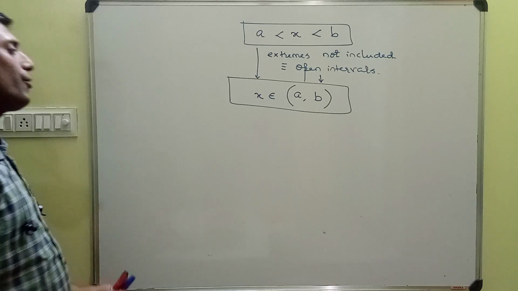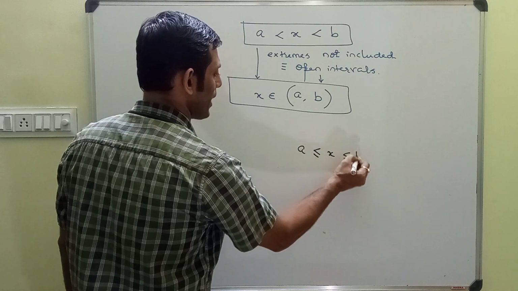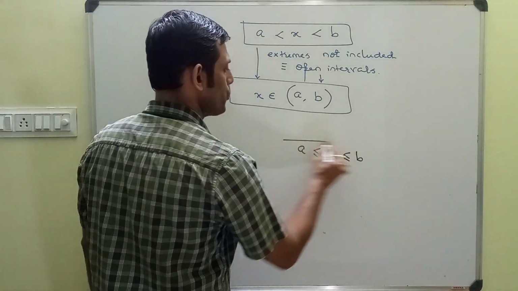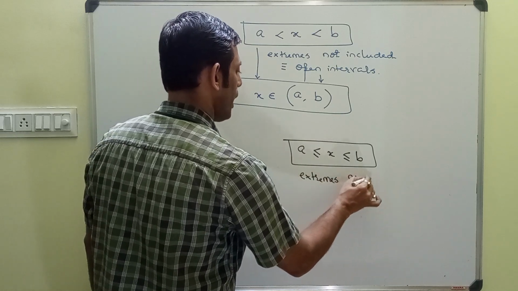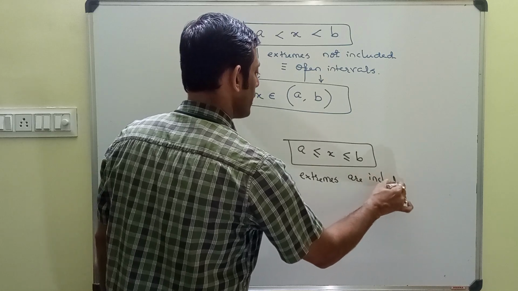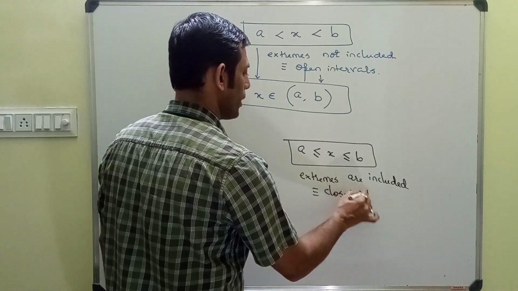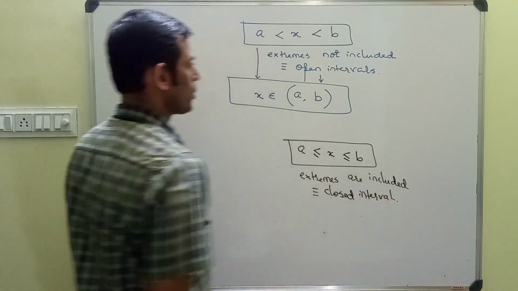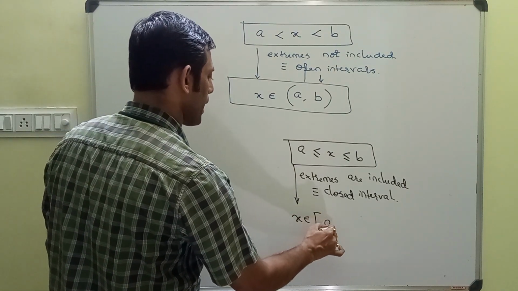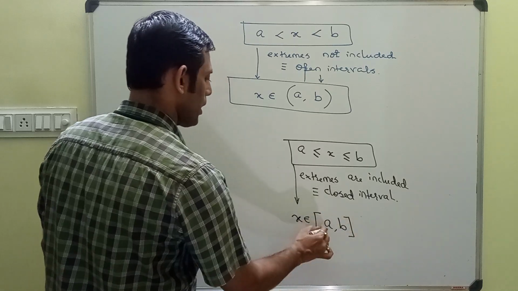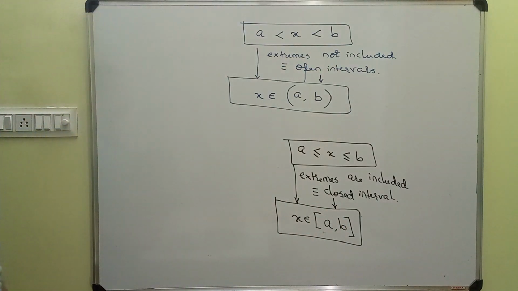On the other hand, if I take a case where x is greater than equal to a and less than equal to b, this is a case where extremes are included, and then this is what you call a closed interval. And how do you denote closed intervals? x is element of square bracket a, square bracket b, a closed, b closed, both closed. And this is how a closed interval looks.